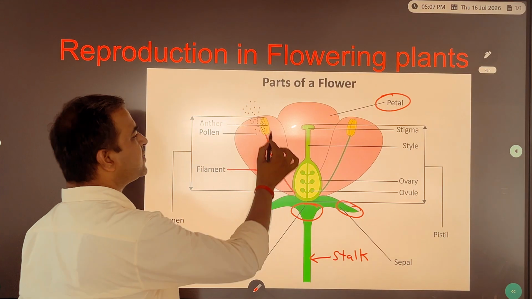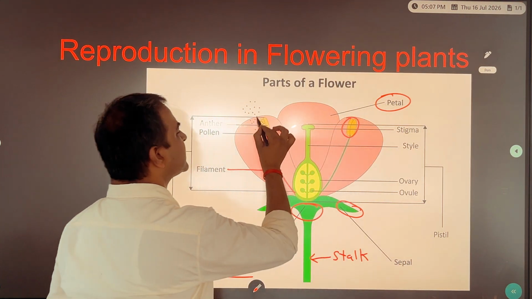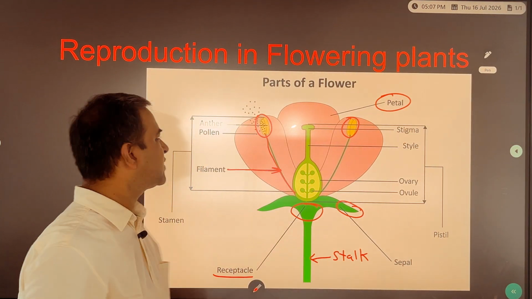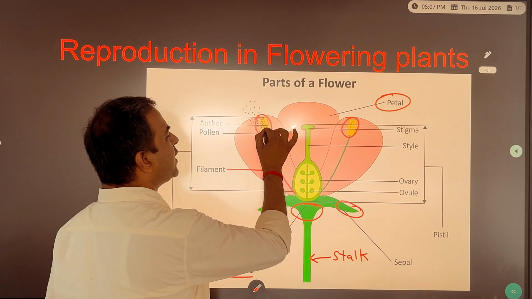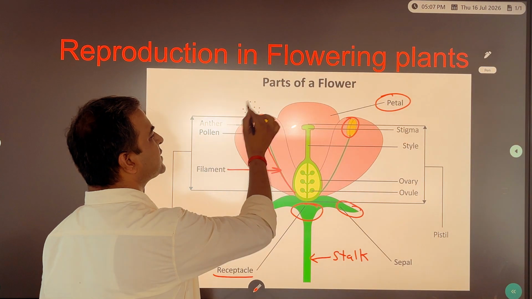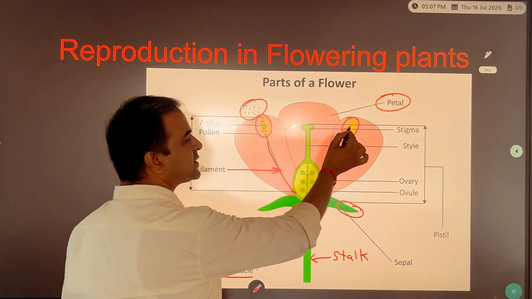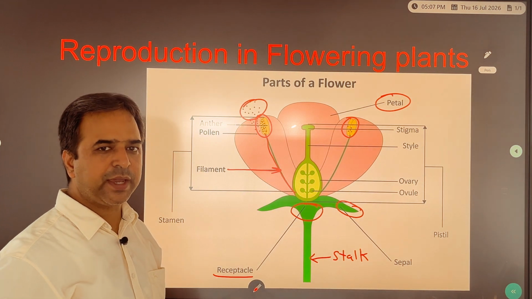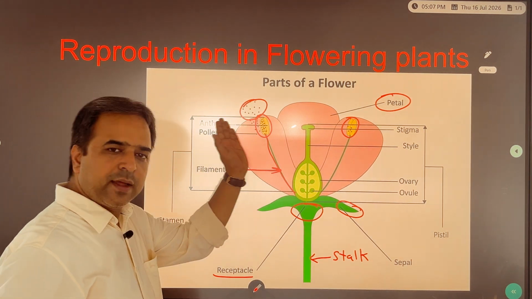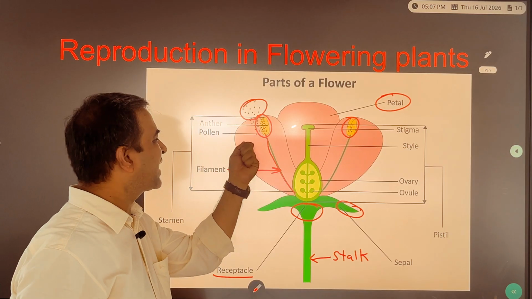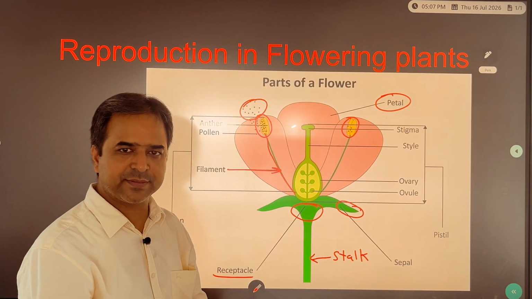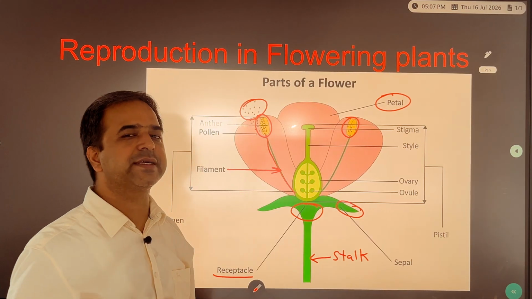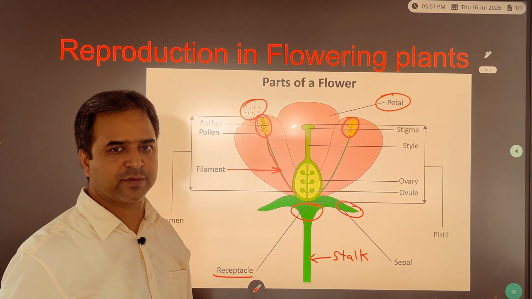Now what is anther? This anther is a bag-like or sac-like structure which bears minute pollen grains. You can see these minute pollen grains are present inside the anther. Okay. This pollen grain carries the male gamete, or you can say this male gamete also has another name, microspores.